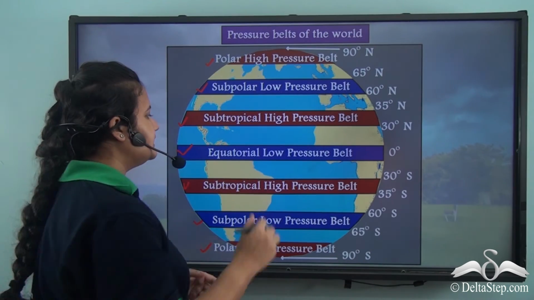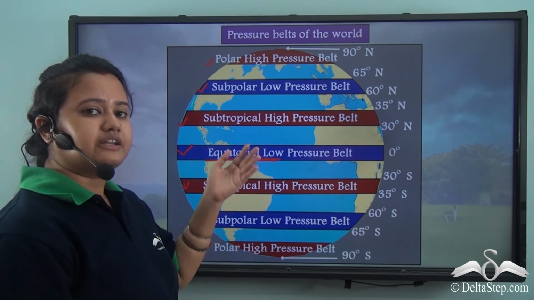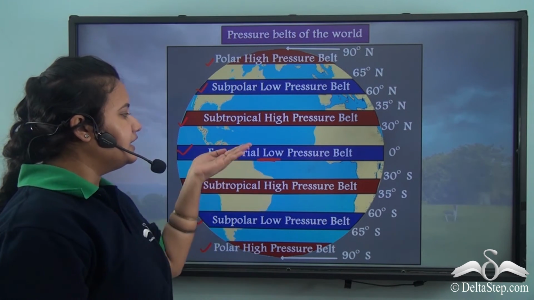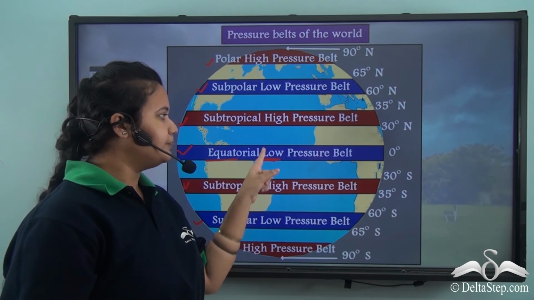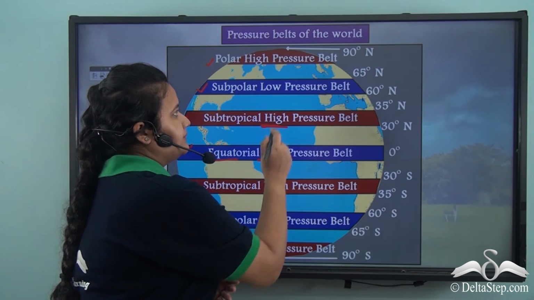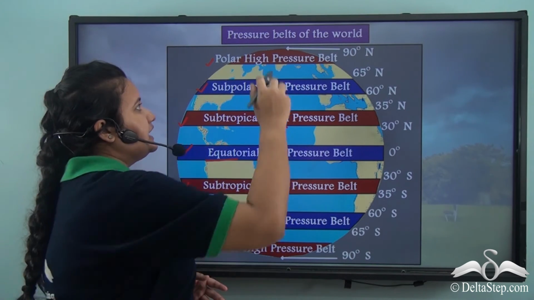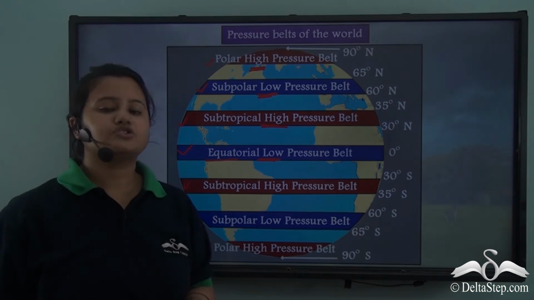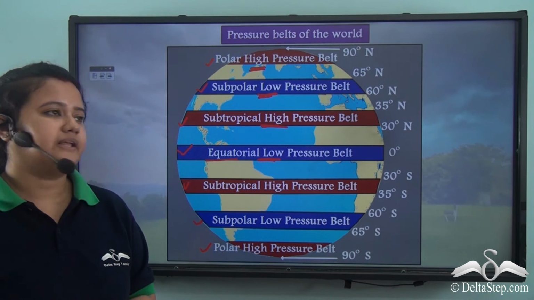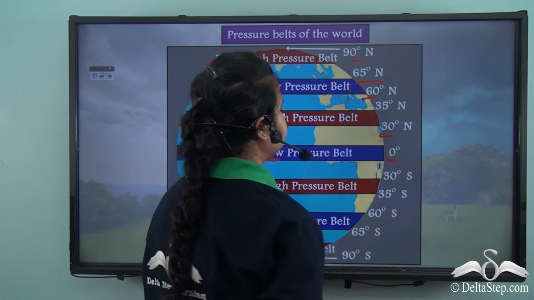Just remember that the equatorial pressure belt is a low pressure belt, and the rest of the pressure belts are found in alternate. That is, if the equatorial pressure belt is a low pressure belt, then the subtropical pressure belt will be a high pressure belt, and again it will be followed by a low pressure belt, and finally at the poles we have a high pressure belt. So the pressure belts are found in an alternate way, and the pressure belts exist around the major latitudes.